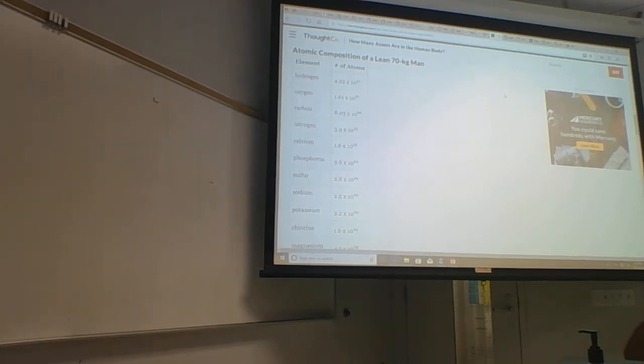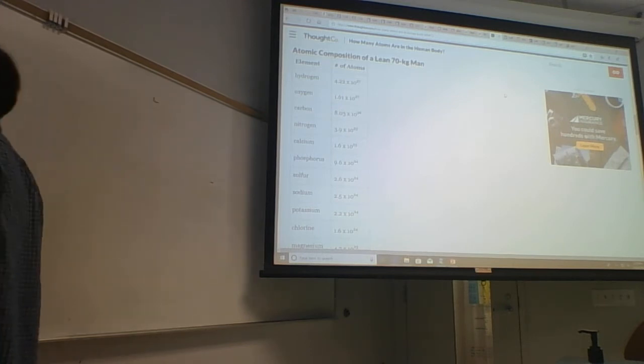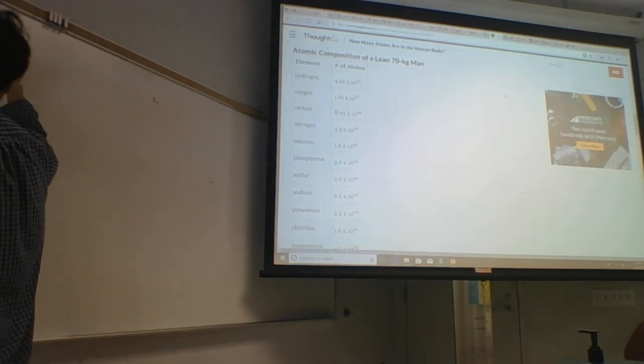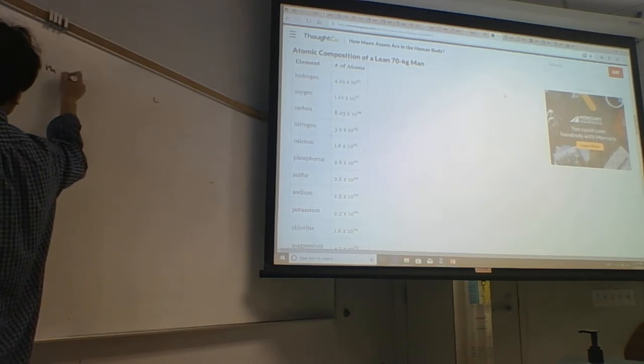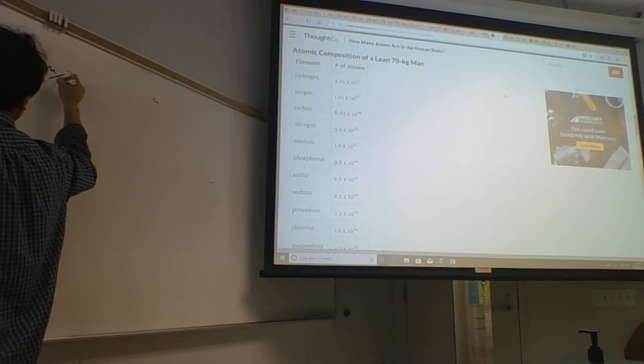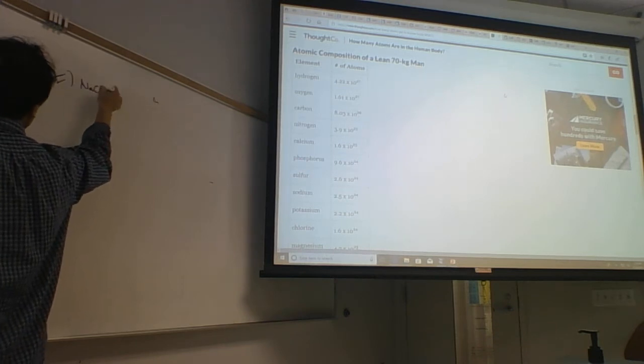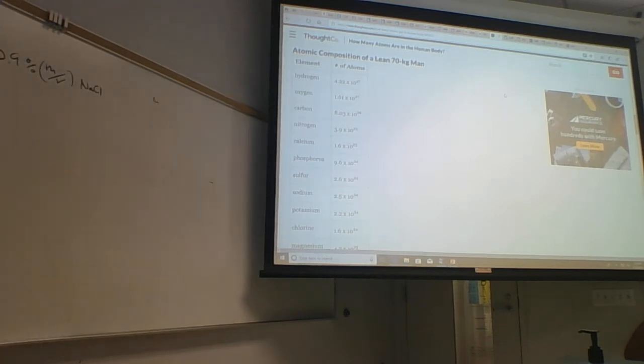Sometimes we'll do hybrids, especially for mixtures. You might do something like this: 0.9% M over V NaCl. And so this is an example of a hybrid one. So what does that say to you? How would you express this in units?